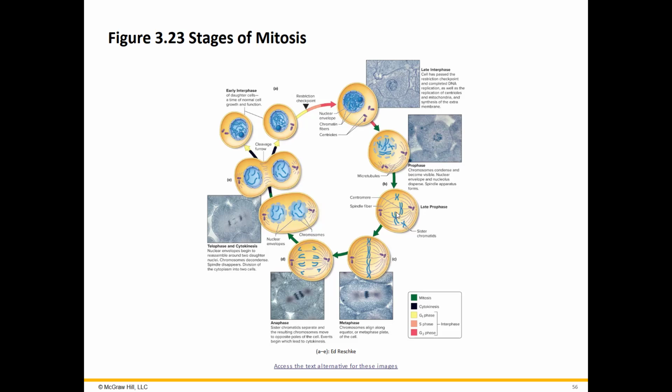During the end of the prophase, they are now on opposite sides. Those microtubules now connect to the centromere of those chromosome pairs. We call them sister chromatids as well.